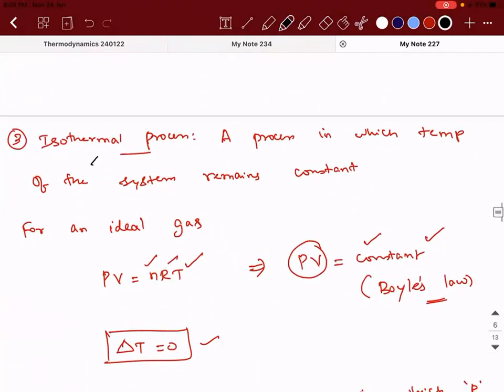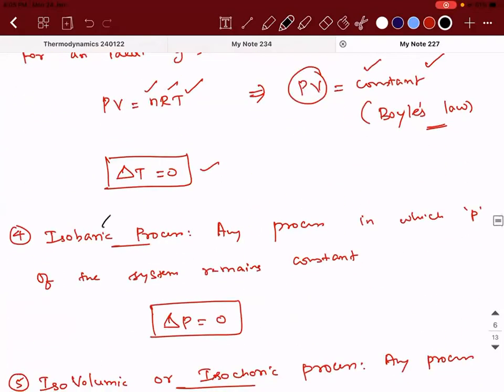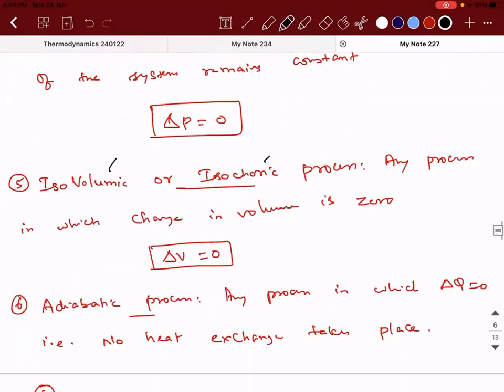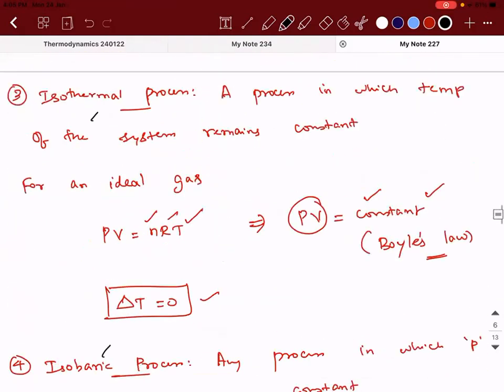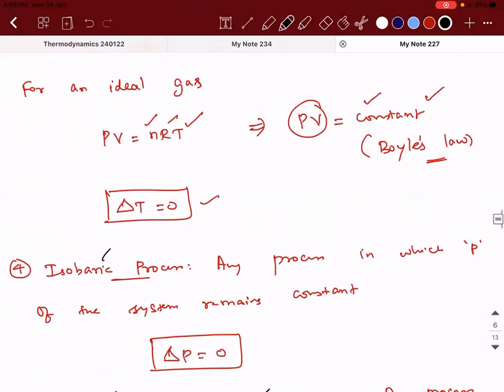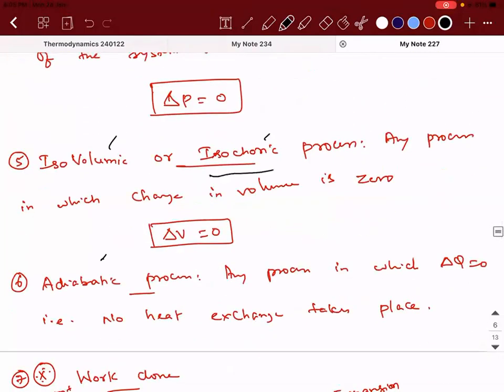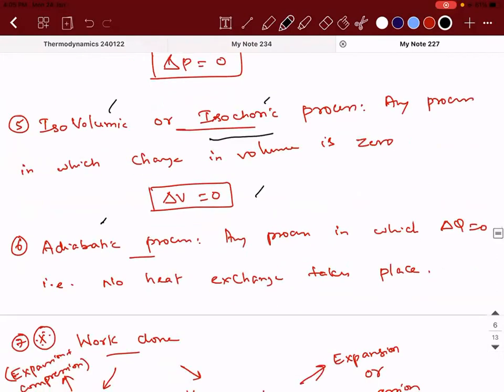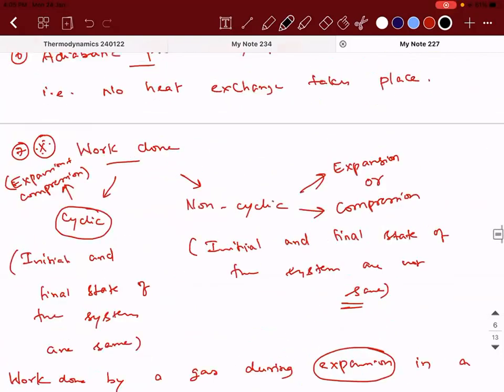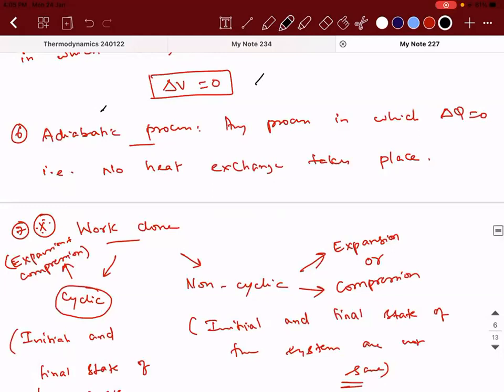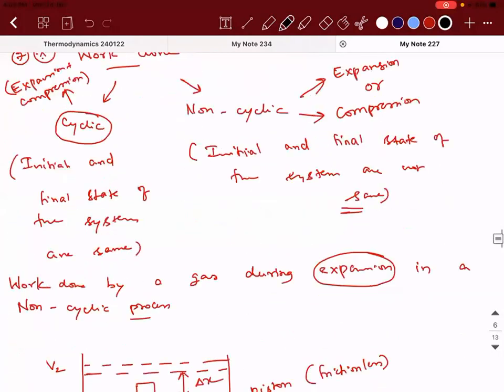Then we saw what is an isothermal process, an isobaric process, an isovolumic or isochoric process, and an adiabatic process. What is an isothermal process? The one in which the temperature of the system remains constant. What is an isobaric process? It is a process in which the pressure of the system remains constant. Similarly, what is an isochoric process? An isochoric process is where the volume of the system is constant, and an adiabatic process is a process where the heat exchange between the system and the surrounding is zero, right?